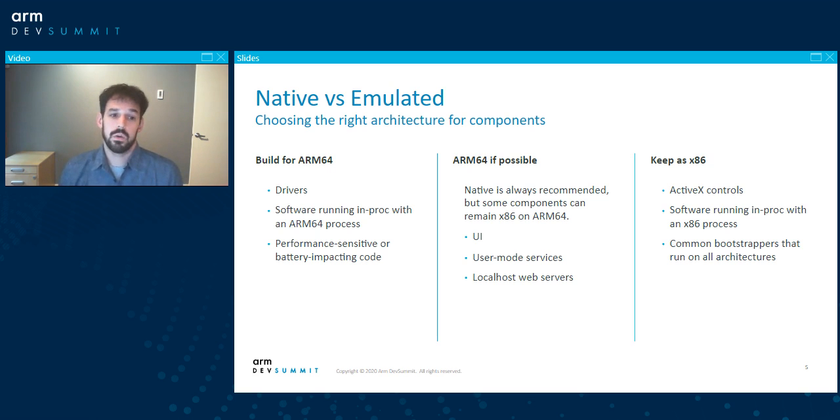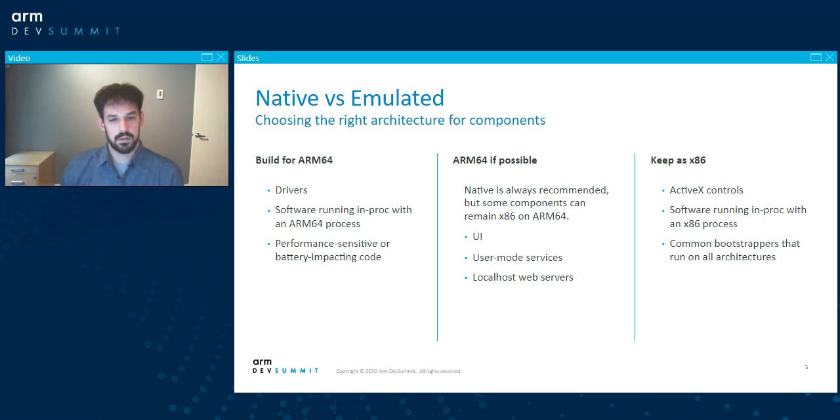If any of your code needs to run in process with an ARM64 process, let's say like Explorer, if you inject into Explorer, that code will need to be ARM64 as well. And then if you have really heavy-duty, performance-sensitive code, CPU-intense things, you want to rebuild those as ARM64 as well, so that the customer has the best experience. It'll be faster, and it'll also impact the battery less as a result.